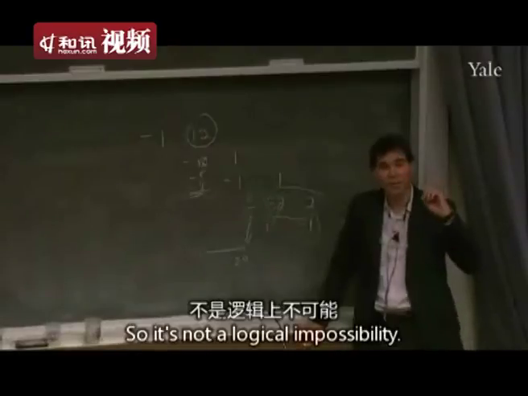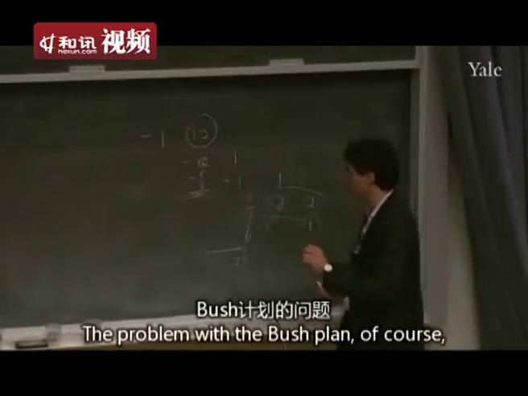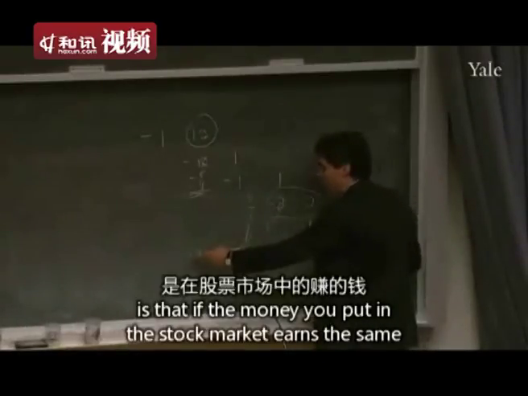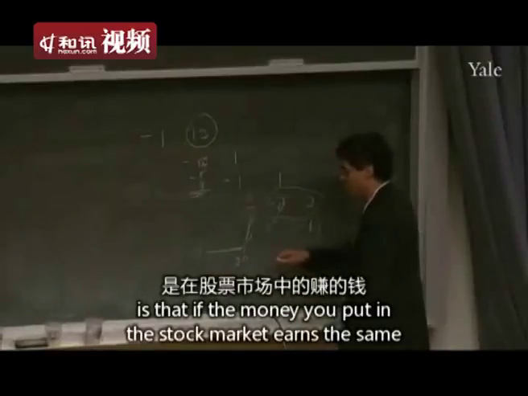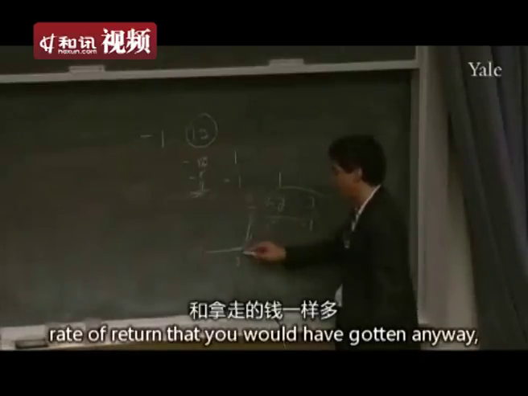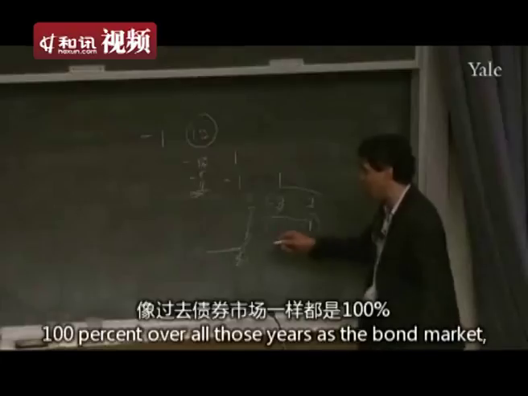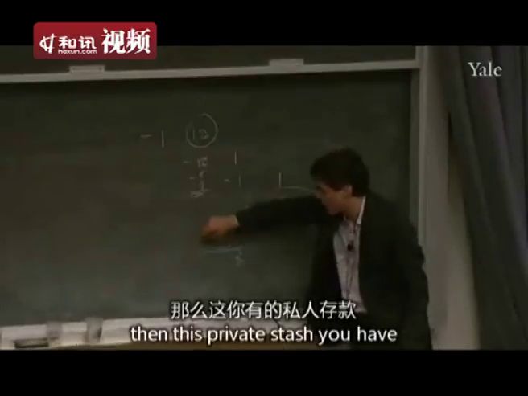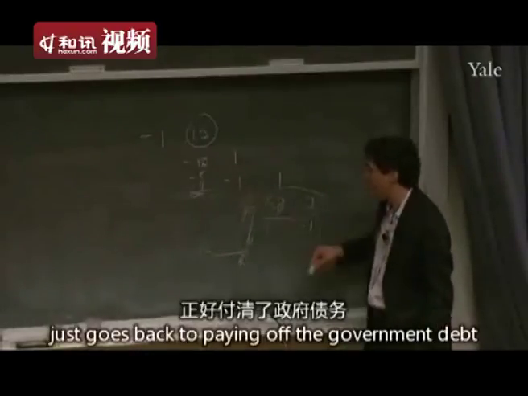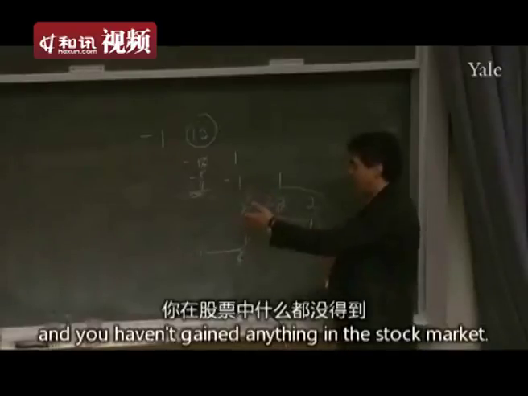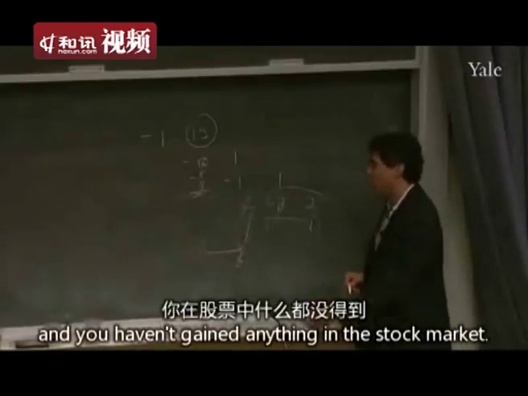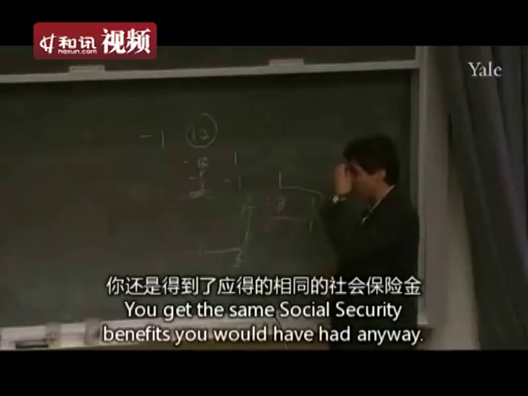Okay, so is that clear how he did it? So it's not a logical impossibility. The problem with the Bush plan, of course, is that if the money you put in the stock market earns the same rate of return, 100% over all those years, as the bond market, then this private stash you have just goes back to paying off the government debt, and you haven't gained anything in the stock market. You get the same Social Security benefits you would have had anyway.